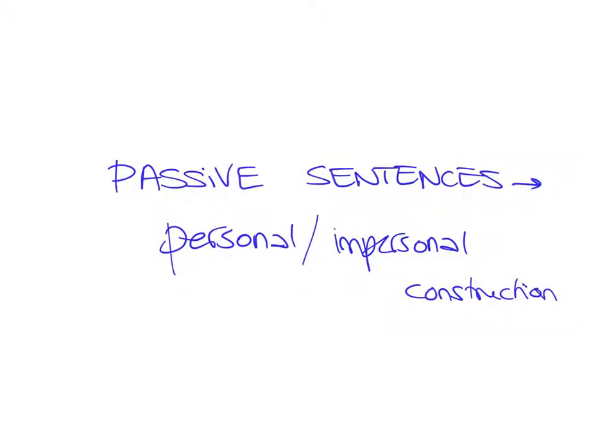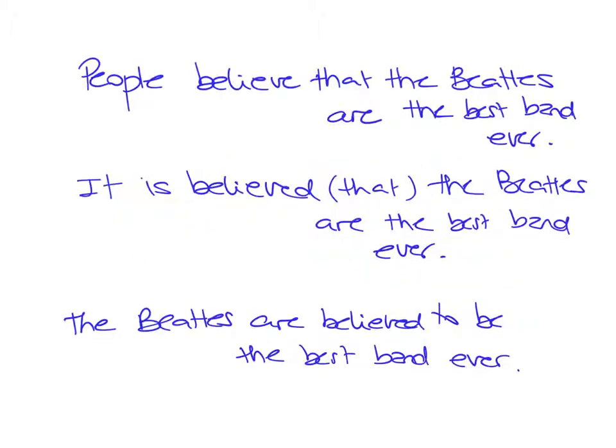We're going to have a look at the different uses you can give to passive sentences when you use the so-called impersonal construction or the personal one. If you have an active sentence like people believe, then this is what they believe. For example, that the Beatles are the best band ever.